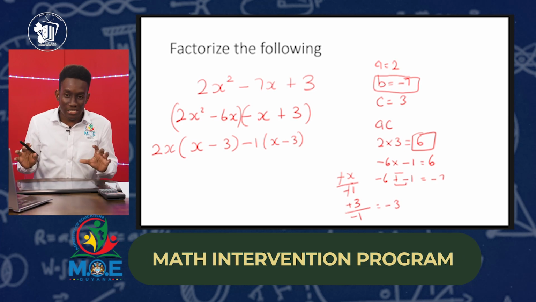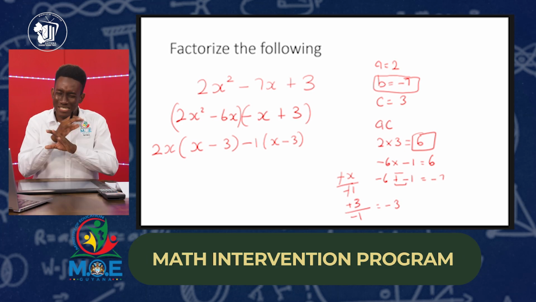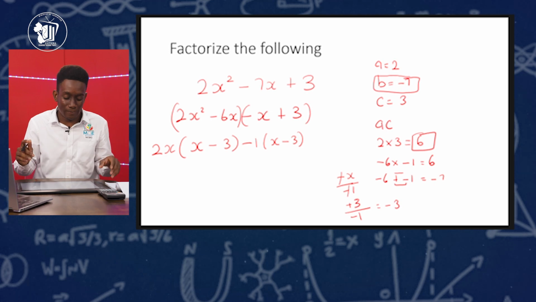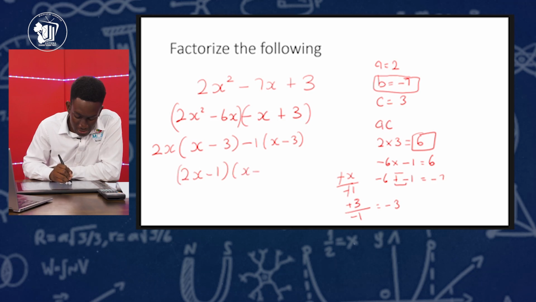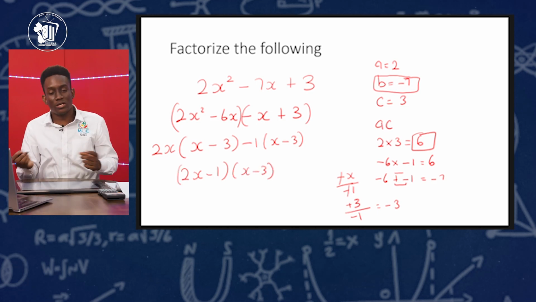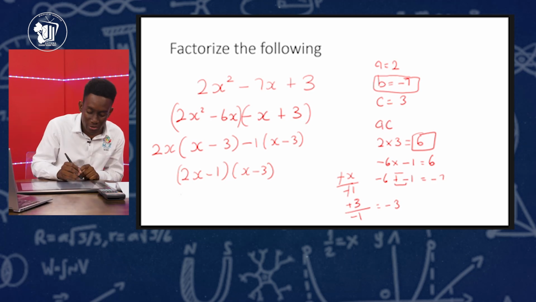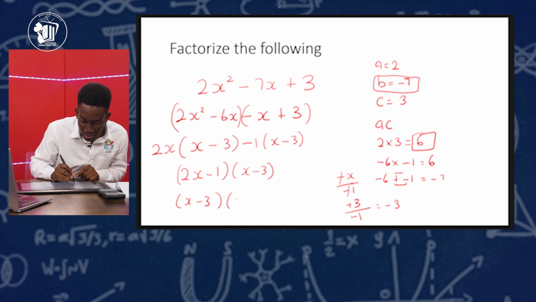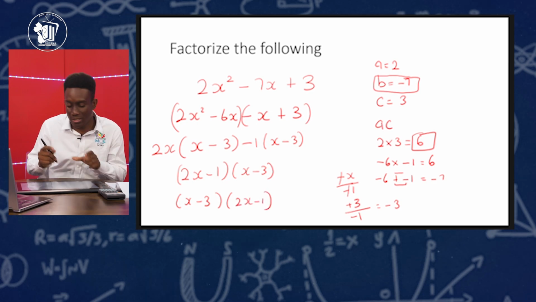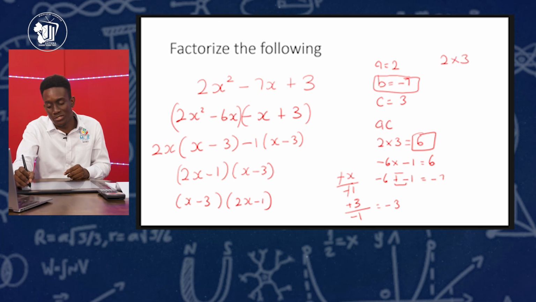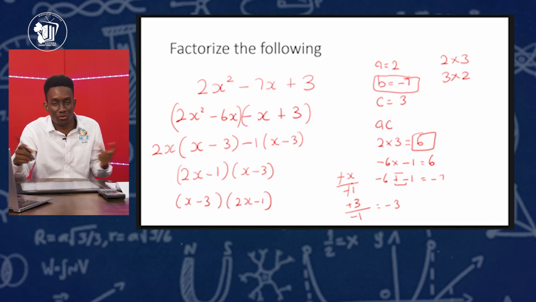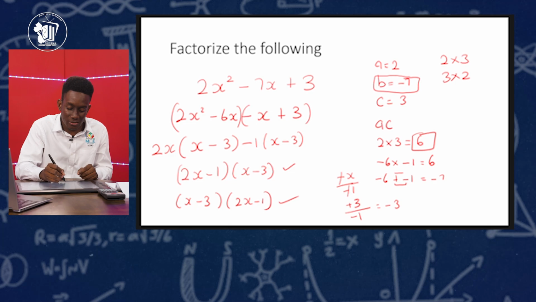So we see the two brackets are the same. Now the two brackets have to be the same. The signs have to be the same. Everything got to be the same. So what we do now, we take what is outside the bracket, 2x minus 1 in one bracket and x minus 3. You can write it like this, but it doesn't matter if you put x minus 3 and 2x minus 1. It doesn't matter which one of the brackets you put first because they will be the same thing. Like 2 times 3 would be the same thing as 3 times 2. Both of them will give you the same answer. So either this or this could work.